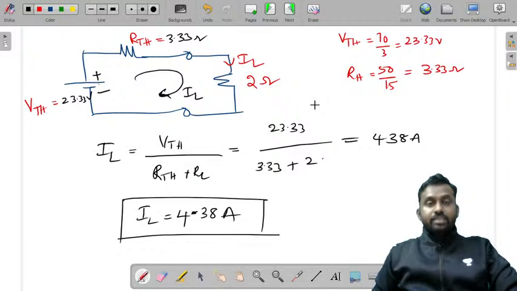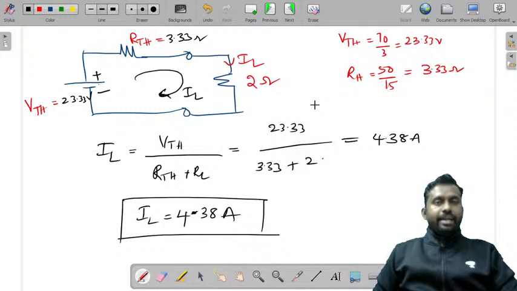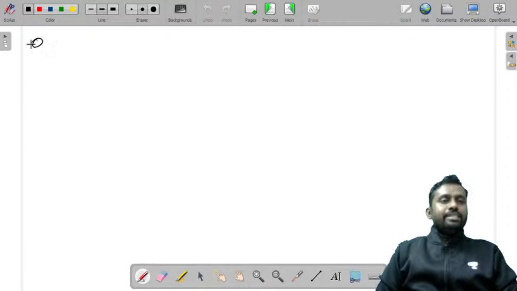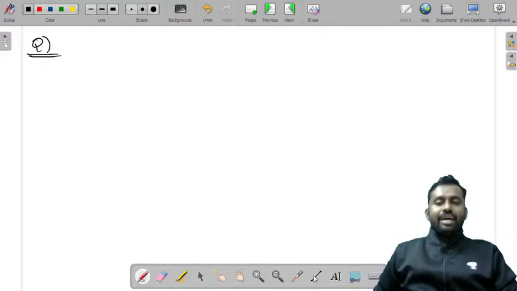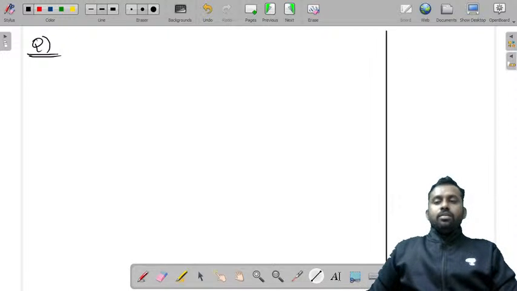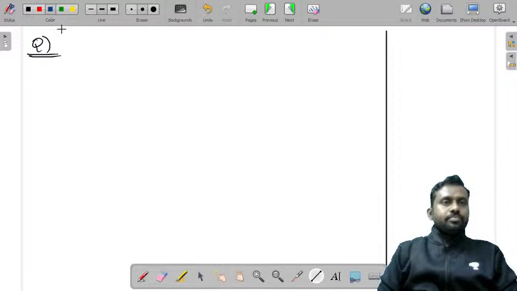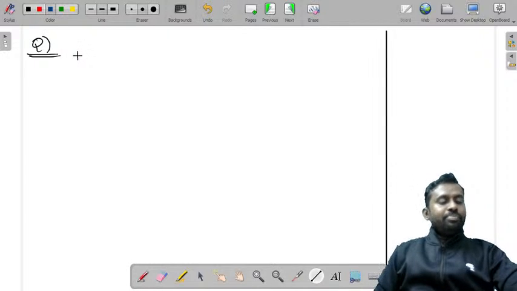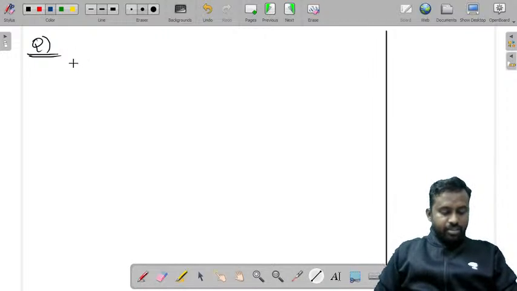Hope all of you have understood this Thevenin's theorem and a numerical based on it. Now let me also take one more example and tell you very fast. I'll take one more example and quickly we'll solve this problem, because it's easy, but there is some confusion students have during solving this question.